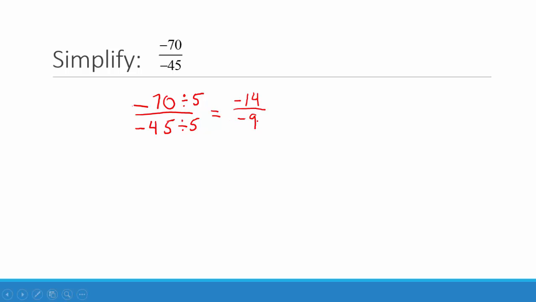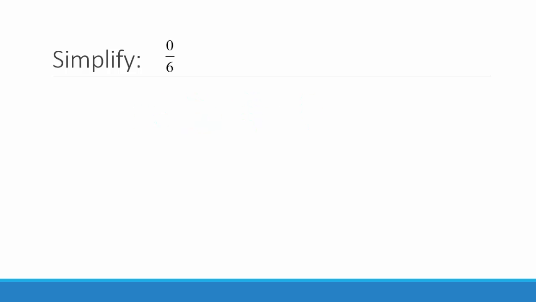When we have a fraction, the fraction bar symbolizes division. When we divide a negative divided by a negative, we get a positive number. So we want to simplify a negative over a negative as a positive. So the simplification of this problem is 14 over 9. To simplify 0 over 6, we remember that the fraction bar means division. So 0 over 6 is 0.